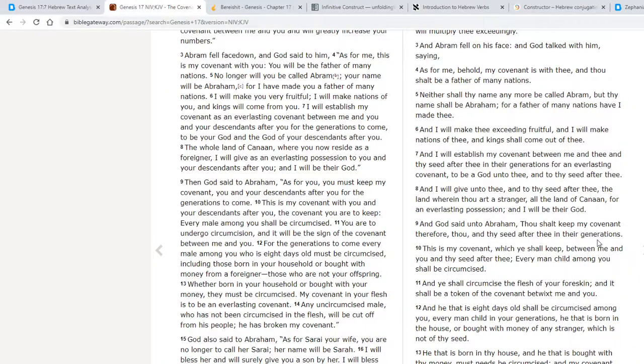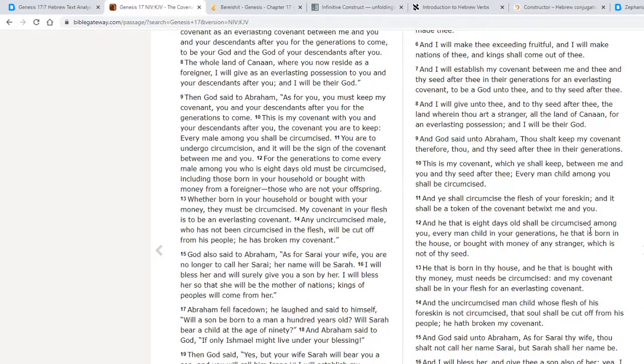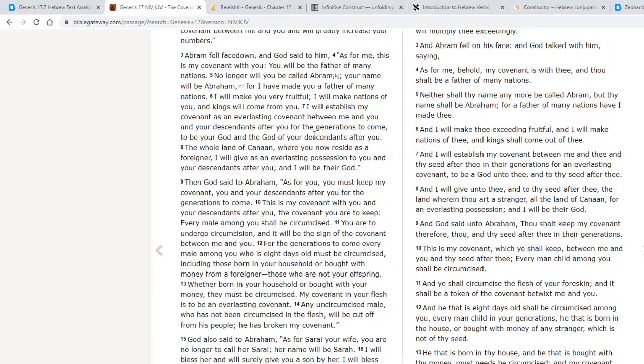King James, verse 7: And I will establish my covenant between me and thee and thy seed after thee in their generations for an everlasting covenant, to be a God unto thee and to thy seed after thee. Okay. NIV: I will establish my covenant as an everlasting covenant between me and you and your descendants after you for generations to come, to be your God and the God of your descendants after you.